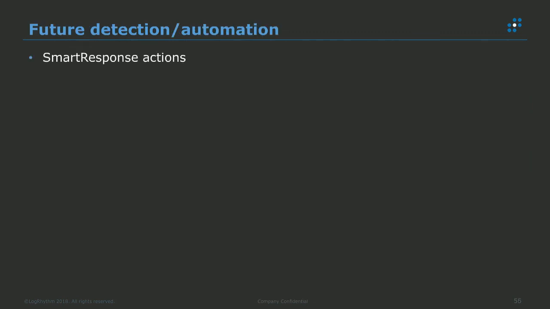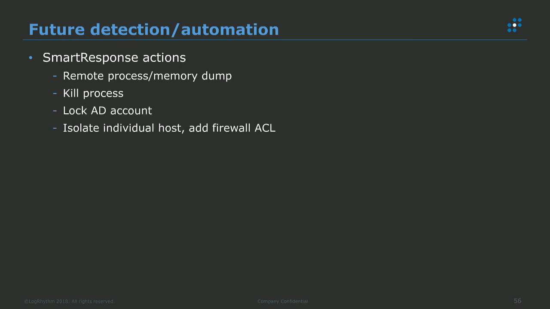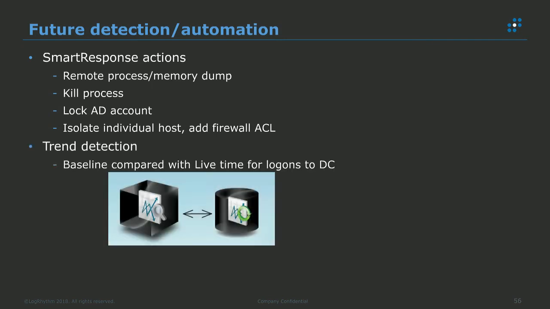And last point really: once you've potentially found some malicious activity, or even if you haven't, you could look at ways to implement SmartResponse or auto remediation. So perhaps killing a particular process, locking an account, doing a remote memory dump of a machine or process, or even isolating network traffic by adding a network firewall ACL. That applies particularly if you're using third-party endpoint monitoring and detection solutions like Carbon Black, for instance. Lots can be done with PowerShell and automation.